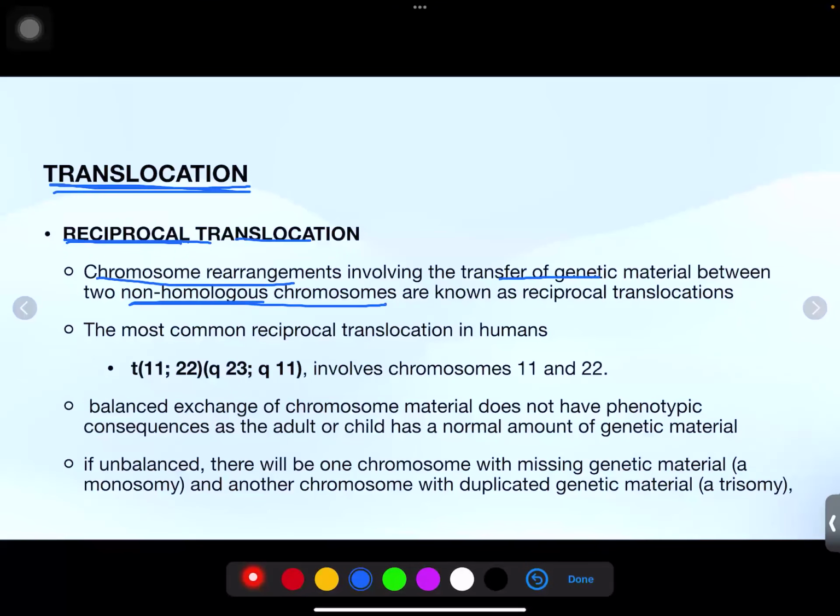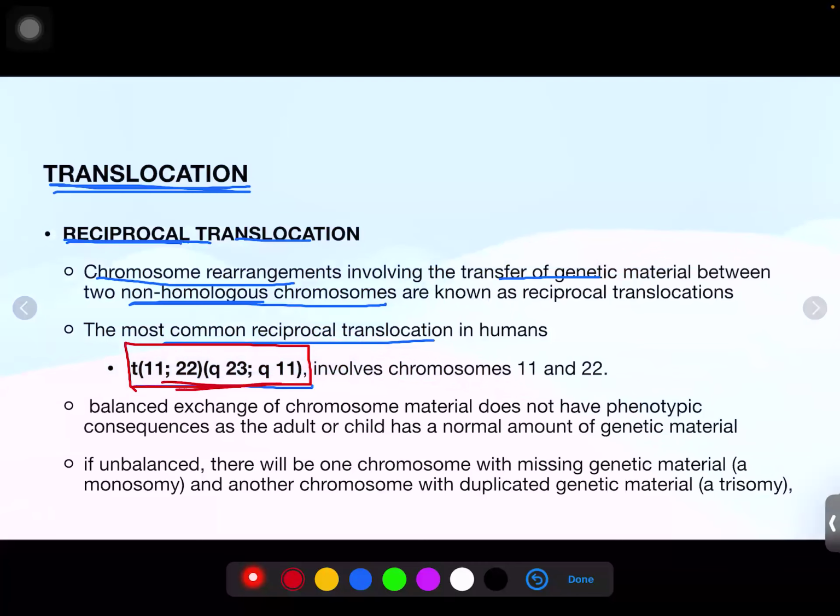So the most common reciprocal translocation in humans, this is important. You have to remember that the most common reciprocal translocation, not the number, but only this, is between chromosomes 11 and 22. So the translocation of genetic material from chromosome 11 to 22 occurs. This is a very common reciprocal translocation in humans. Now, what are the two categories of this translocation? There is a balanced translocation and there is an unbalanced translocation. I'll tell you in the next figure.